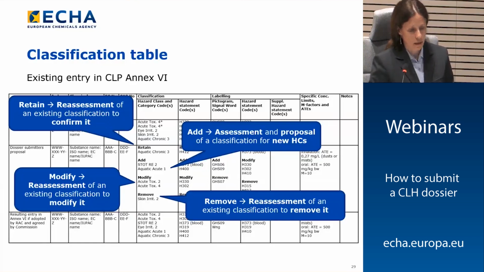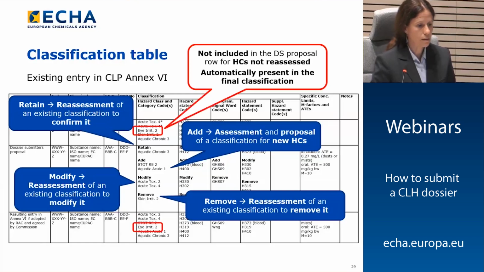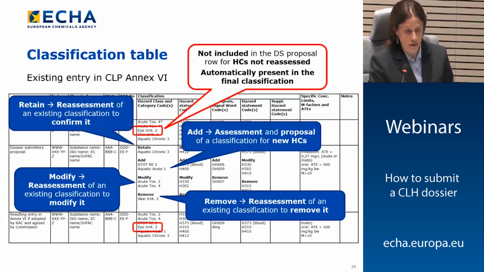And last, you have remove, when you have a reassessment of the existing classification and you decide that it's no longer valid and you want to remove it. So what is missing in this picture is the eye irritation 2 from the existing classification, which is not included in the dossier submitter proposal because they decided they don't want to reassess it. And then you don't need to put it in this second row with the dossier submitter proposal. It will be automatically present in the resulting classification.